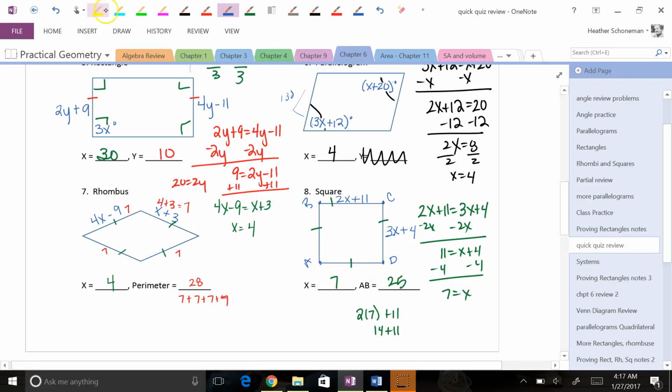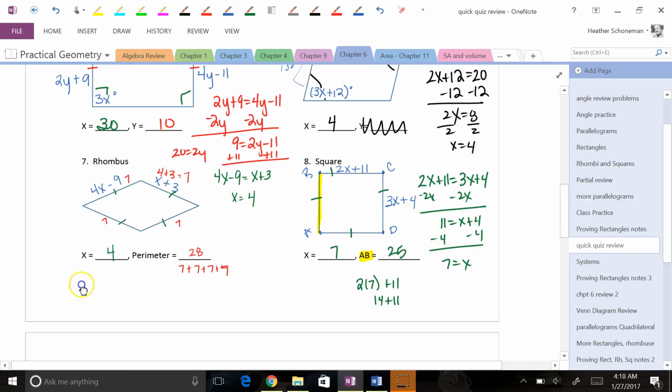Now it wants AB. Well, AB is this segment, which I don't have anything for, but in a square, all the sides are the same, so it doesn't matter. I just pick one of the sides and plug it in. I did the 2x plus 11 one, plugged it in, got 25. All the sides have to match, so you're good to go.